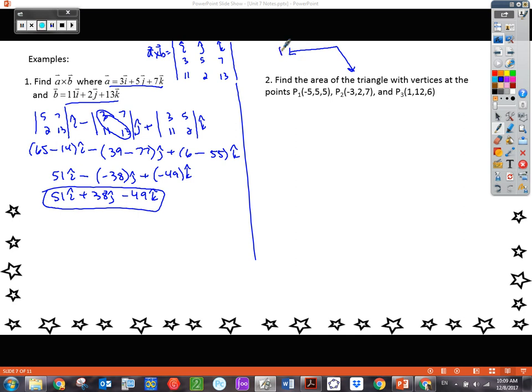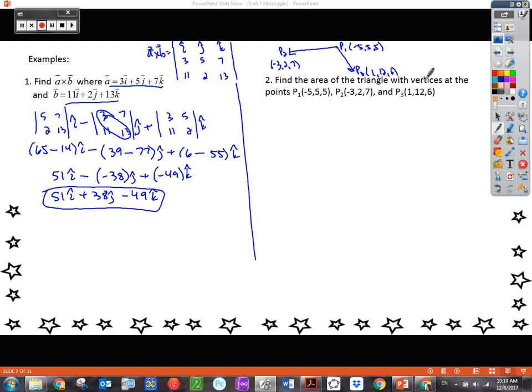So this is point 2, which is negative 3, 2, 7. This one is point 1, which is negative 5, 5, and 5. And this is point 3, which is 1, 12, and 6.